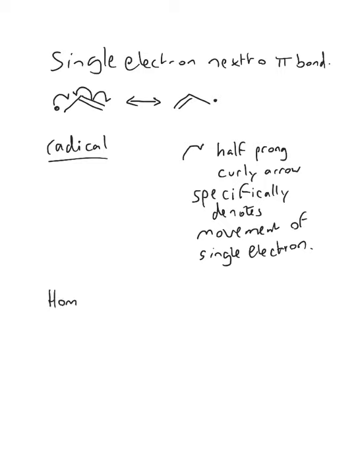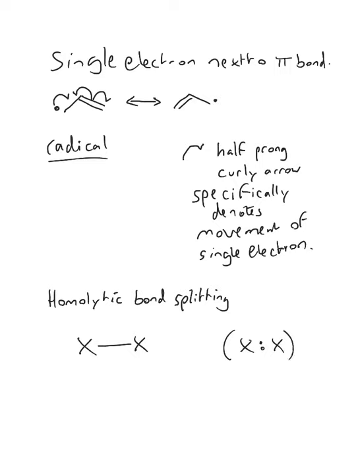So homolytic bond splitting is where you have two atoms, let's call them X and X, bonded. Recall that this is X with two electrons in between them to form the bond. The bond splits equally with one electron moving one way and one electron moving the other to give you two radicals.